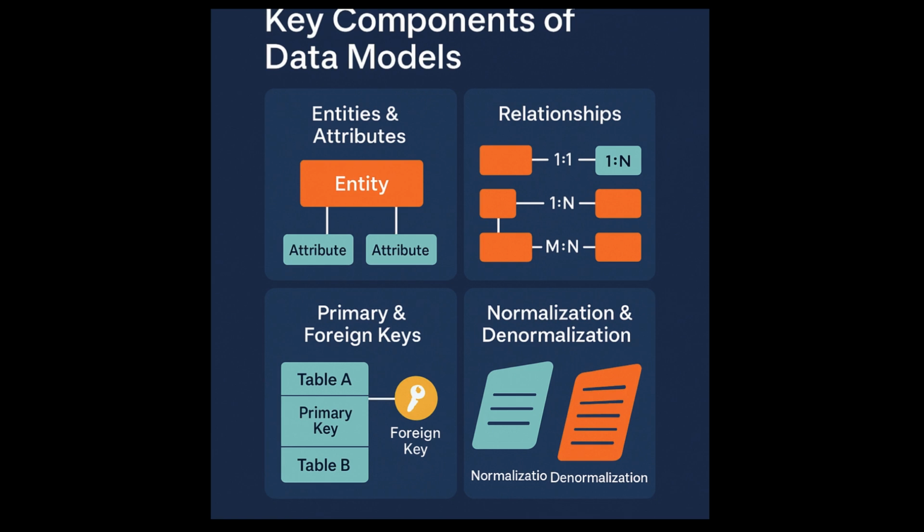4. Normalization and denormalization. Normalization is the process of organizing data to reduce redundancy and improve data integrity. It involves splitting data into related tables and using foreign keys to link them. On the other hand, denormalization is the process of combining tables to reduce the number of joins and improve read performance, commonly used in analytics. And there you have it: entities, relationships, keys, and the balance between normalization and denormalization. These are the key components that form the foundation of every well-structured data model.